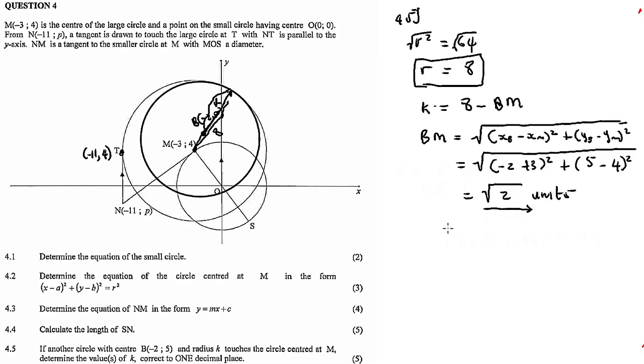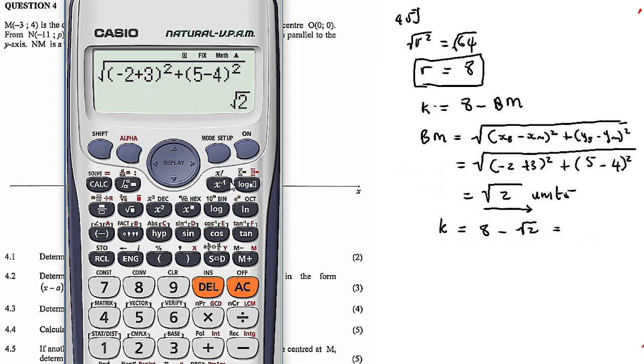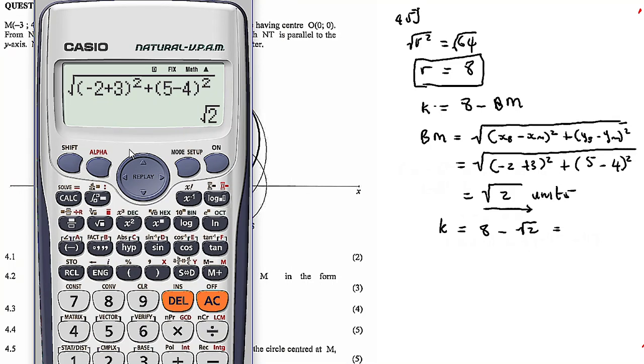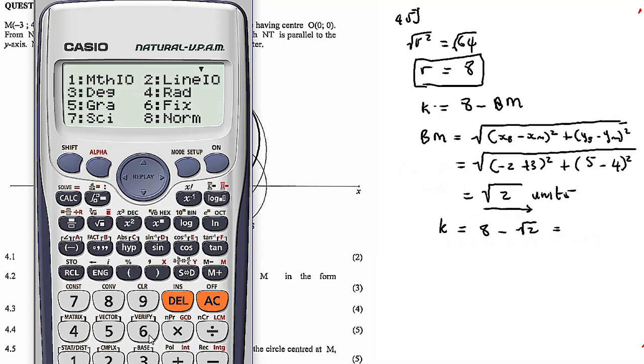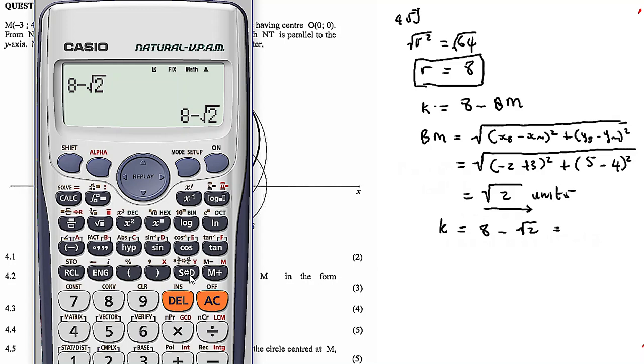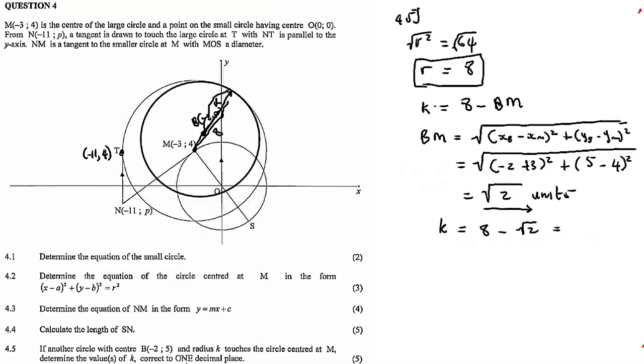So basically k is equal to 8 minus bm. Bm start to calculate a square root 2, but you see calculate correct to how many decimal place? 1 decimal place. So it's 8 minus square root 2 equal to, shift, let's fix it to 1 decimal place. Answer ubani? 6.6, correct one, 6.6 units. So that's the first radius again.